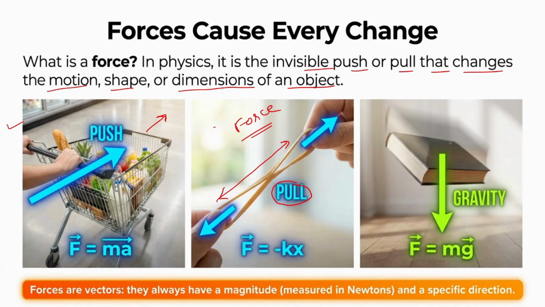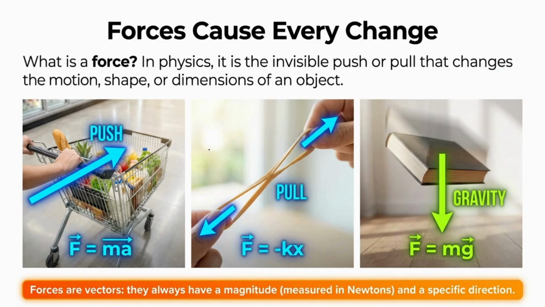And the third one, we all know on Earth there is gravity at every point of the Earth. So if any object has a mass m, there must be some force on it due to the Earth, which we call gravity. So this is the basic understanding of what a force is.